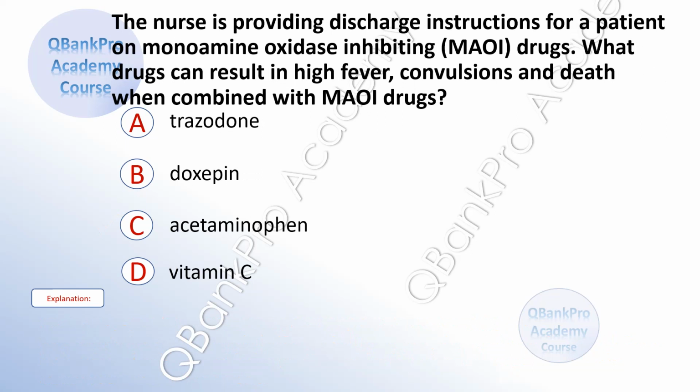The nurse is providing discharge instructions for a patient on monoamine oxidase inhibiting drugs. What drugs can result in high fever, convulsions, and death when combined with MAOI drugs? A. Trazodone. B. Doxepin. C. Acetaminophen. D. Vitamin C.